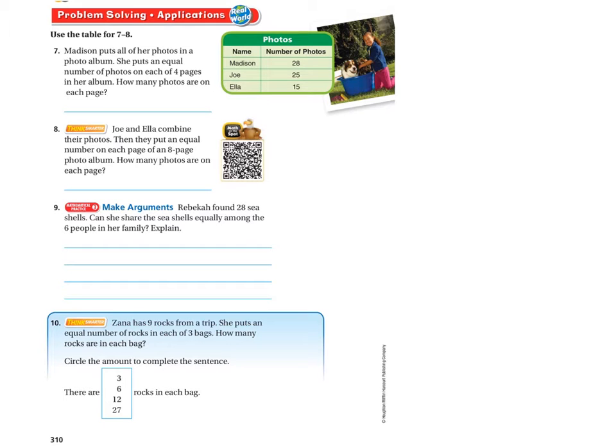Hi, third grade. We are checking page 310 in your Go Math books, starting with number 7. The answer to number 7 is 7 photos. If you did not get 7 photos, keep on listening. If you did get 7 photos, please fast forward to number 8.